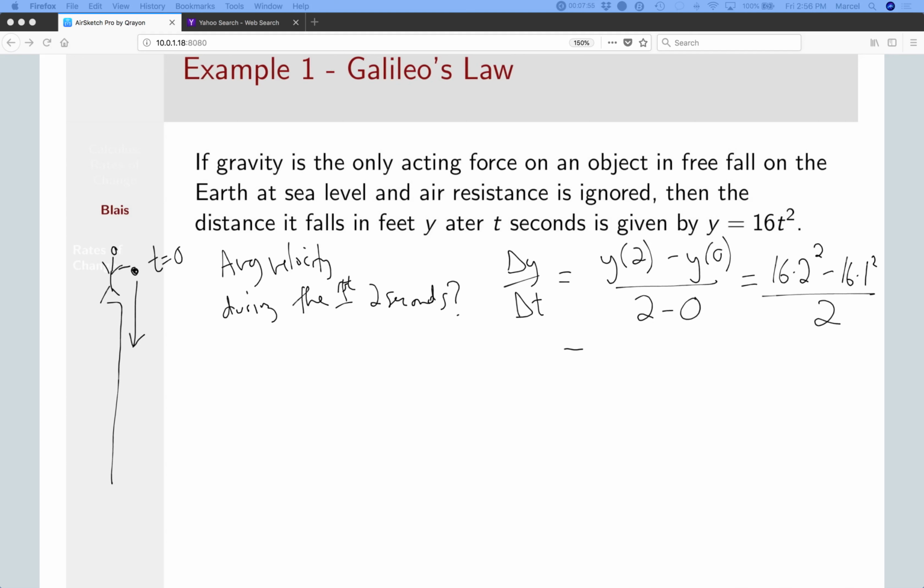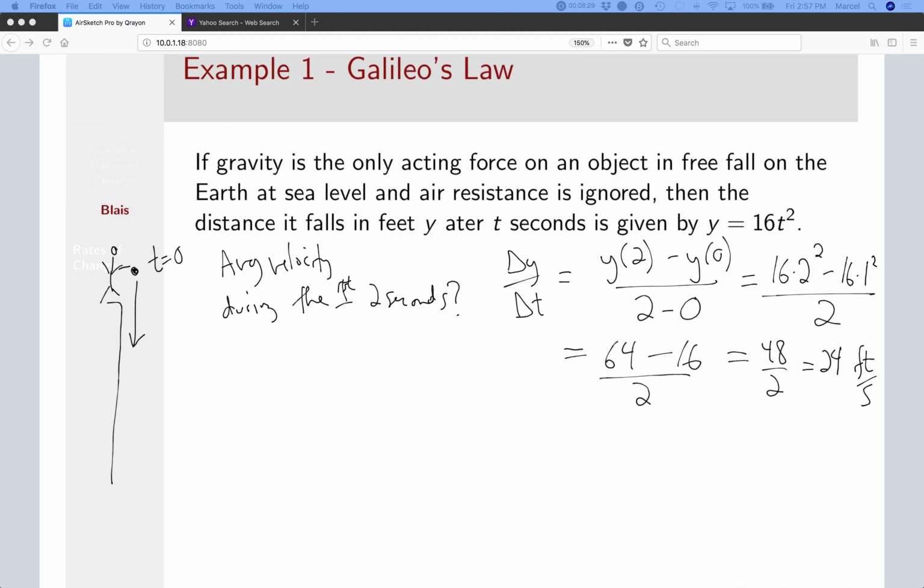And so here we have 16 times 4, which is 64, minus 0 over 2. And so we get 32. And this is in feet per second. Again, you see the units in the top are feet, and the units in the bottom are seconds.